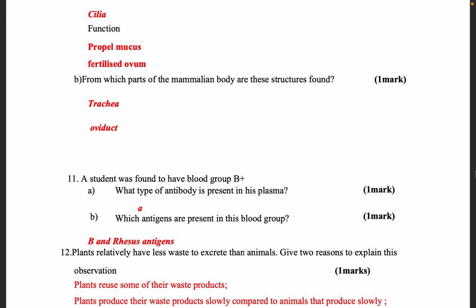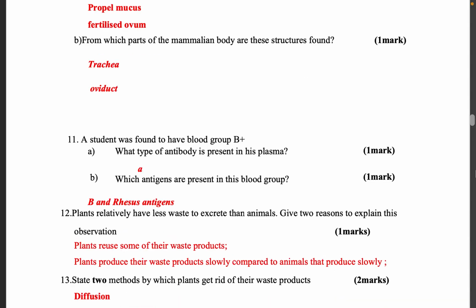Question 12. Plants relatively have less waste to excrete than animals. Give 2 reasons to explain this observation. Plants reuse some of their waste products. Plants produce their waste products slowly compared to animals that produce them quickly.